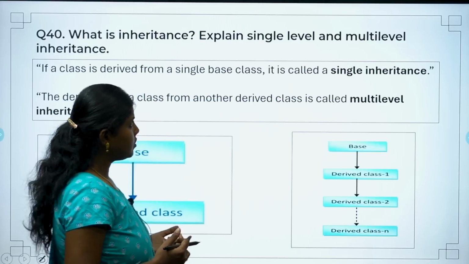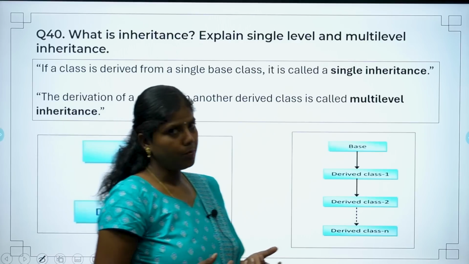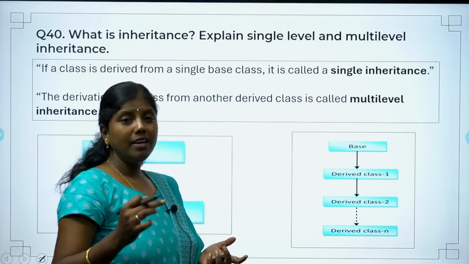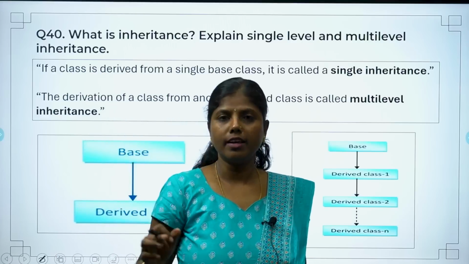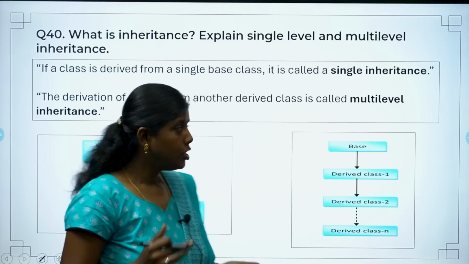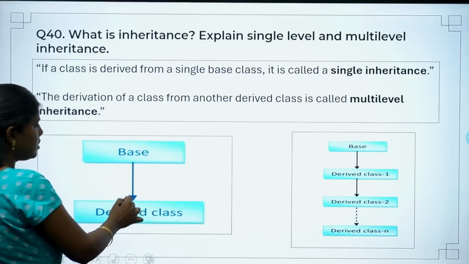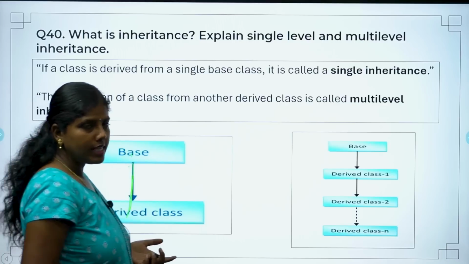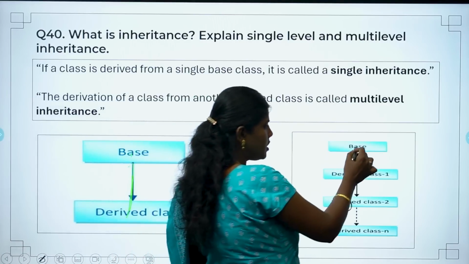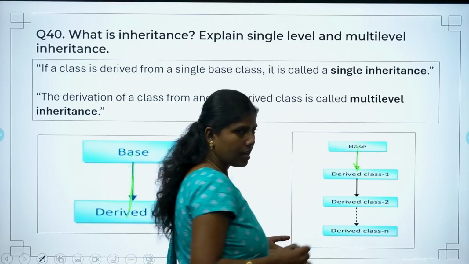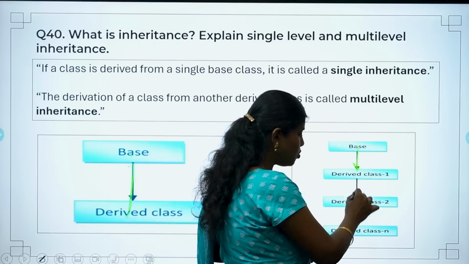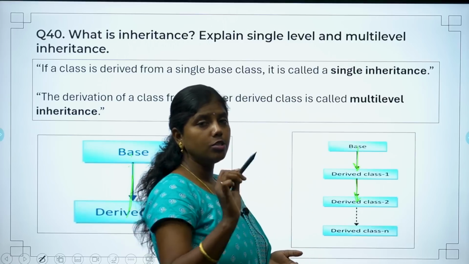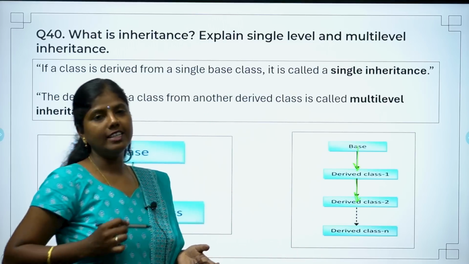Two types of inheritance we have to explain here: single level inheritance and multi-level inheritance. Remember, when you're explaining inheritance, you need to write the block diagram. Very, very important. A class which is derived from a single base class is called single level inheritance. A class which is derived from a base class, and we use this derived class to derive another class, is known as multi-level inheritance.